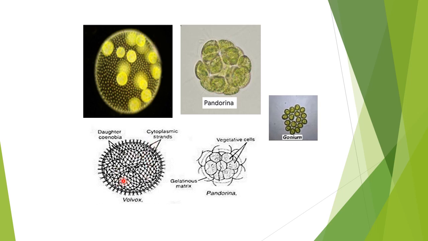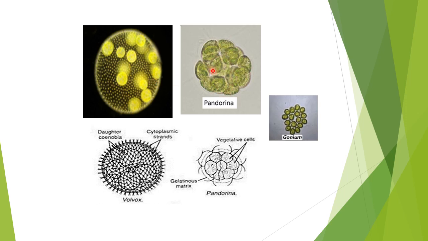It is a diagrammatic version where you will find, on the surface of the spherical ball, just like the head of a pin, a number of flagella all along it. There are a number of cells which are joined together by means of cytoplasmic strands, and these are daughter colonies. The mode of reproduction is also a sexual type of reproduction.